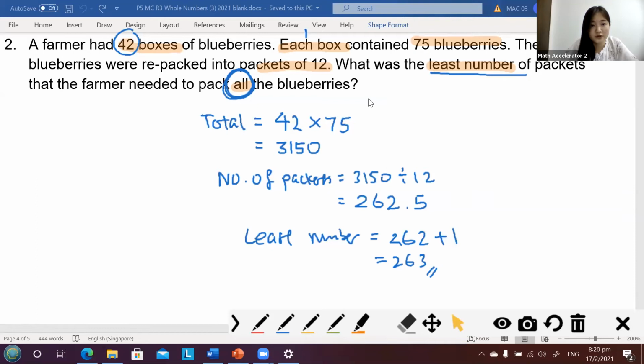Those of you who chose 262, take note, you have to add in another one so that the remaining blueberries can also be packed in. I repeat again, if you have remainder and they want you to pack all the blueberries, the remainder tells you that you need another packet so that the remainder of the blueberries can still be packed. If you put 262, it is not correct, you have to add in another packet.